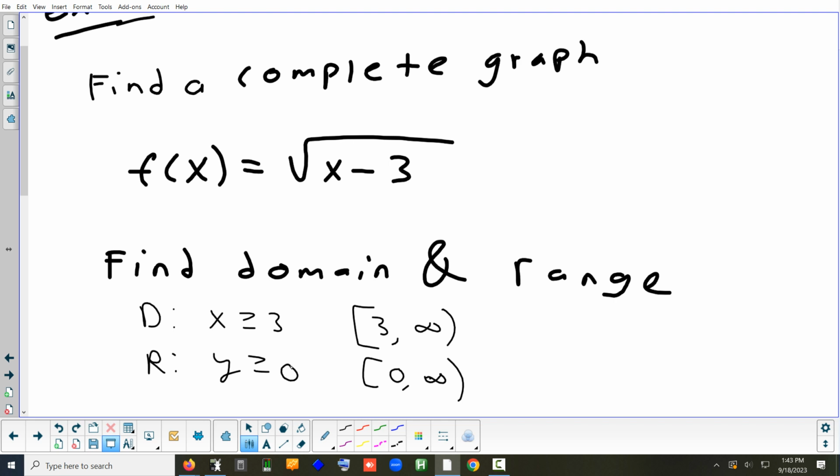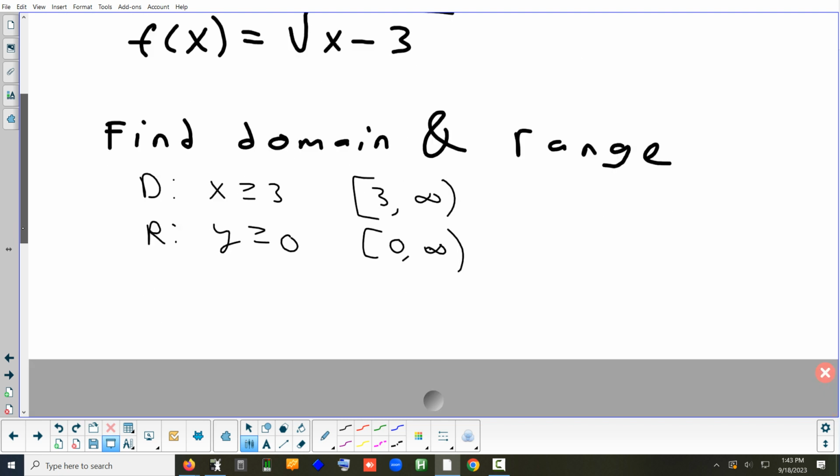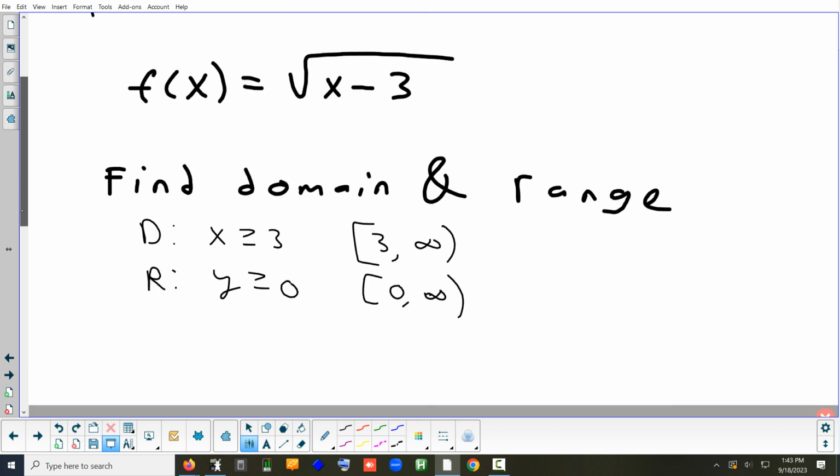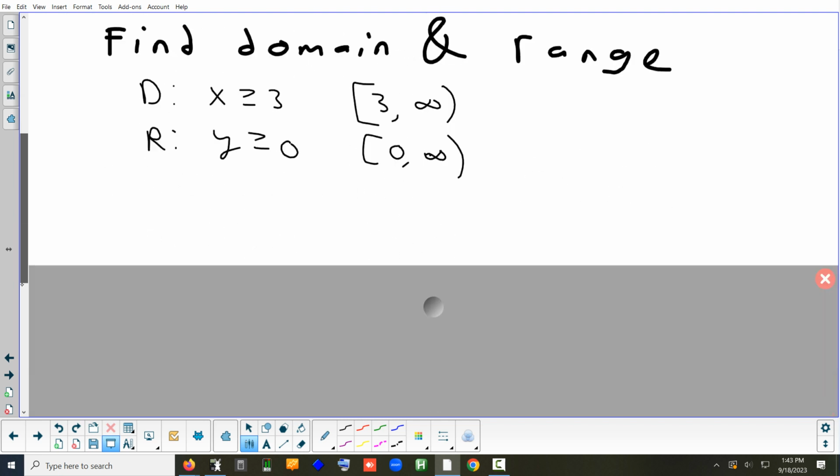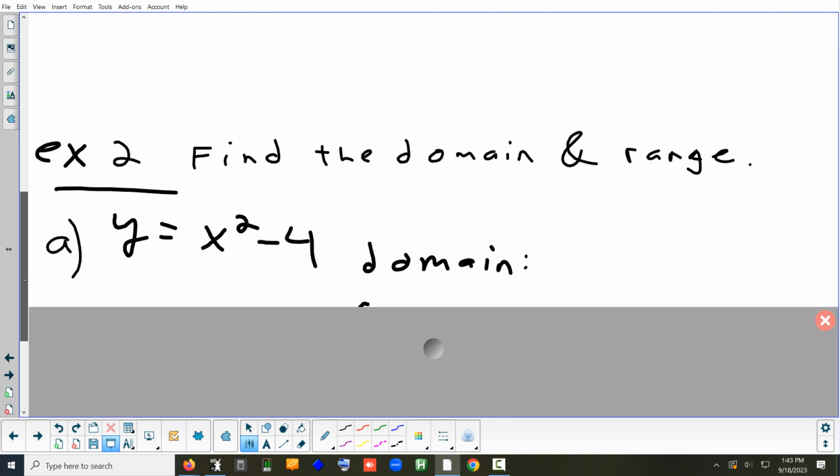So in a test, you're not going to write both of these. You're going to write either an inequality or an interval. If the directions don't specify, you do either one. Any question on that one? Okay, let's try this one.